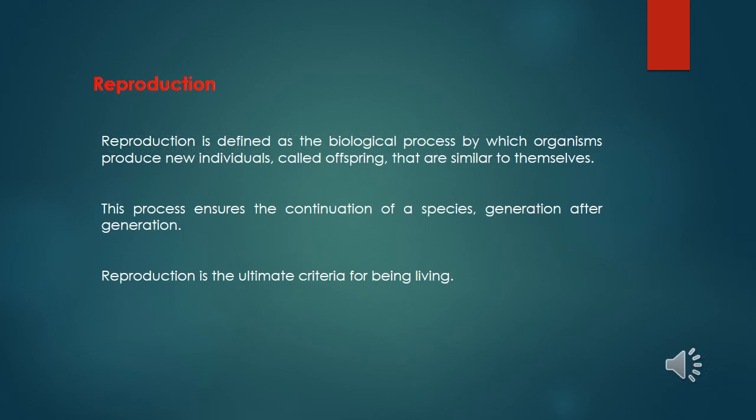Now let's come to the second criteria, which is reproduction. Reproduction can be defined as the production of a similar progeny or a similar organism from parent organisms. Reproduction can be done by only living organisms. Non-living things can never reproduce. A car cannot make another car from itself, but a horse can reproduce to make a pony. Thus, reproduction is the ultimate criteria for being living.